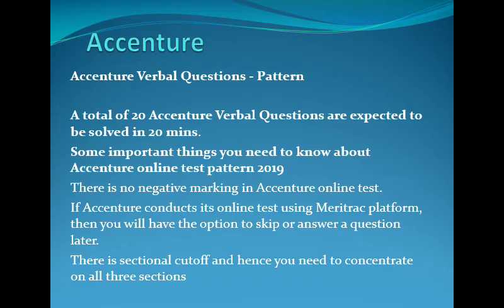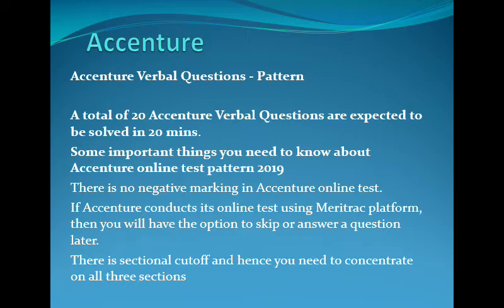Okay. So the next paper that we are going to look at is Accenture. For this company, they ask a lot of verbal questions. As you can see, they give 20 questions and you need to choose multiple choice questions basically. So you need to choose the correct answers in 20 minutes. That's the time limit. Okay, so based on last year's paper, that is 2019, as you can see, there is no negative marking.